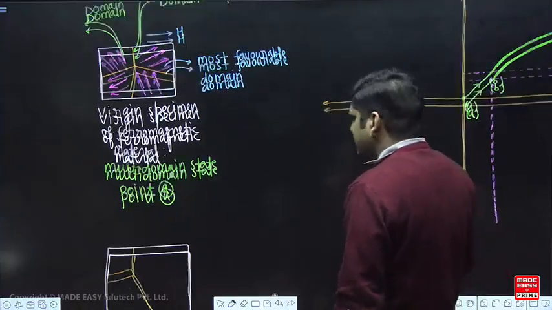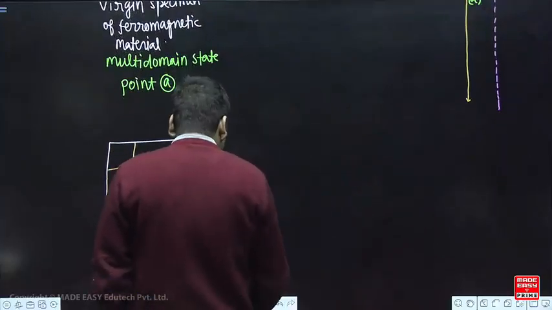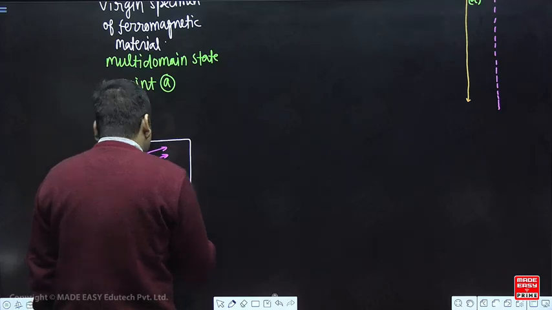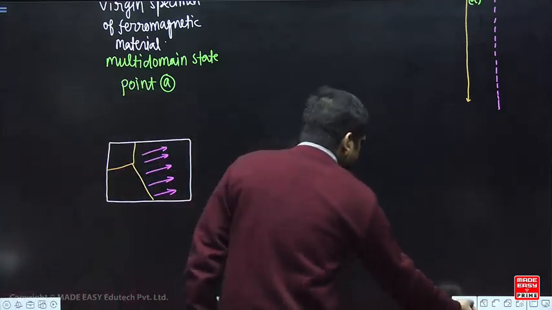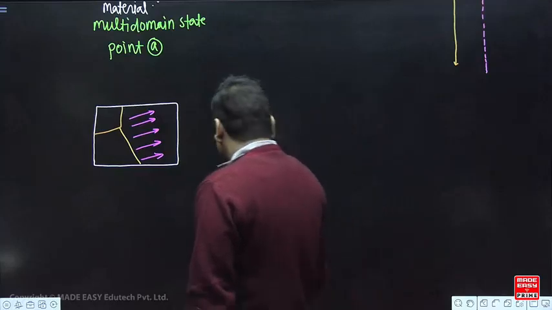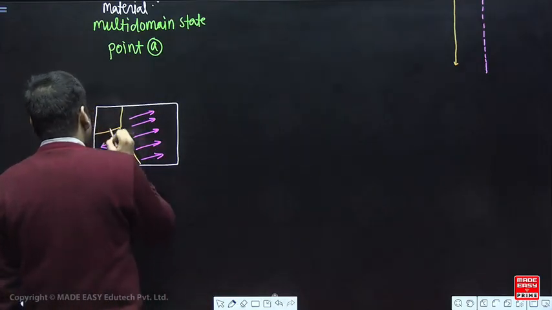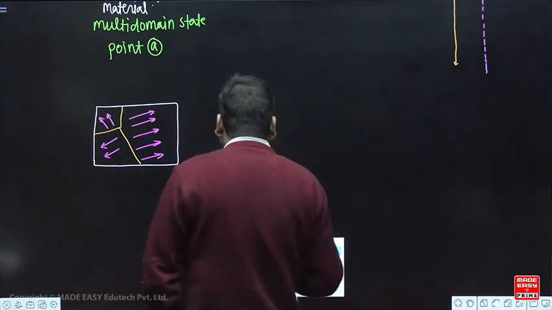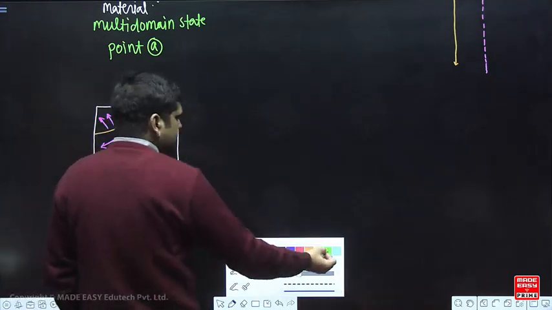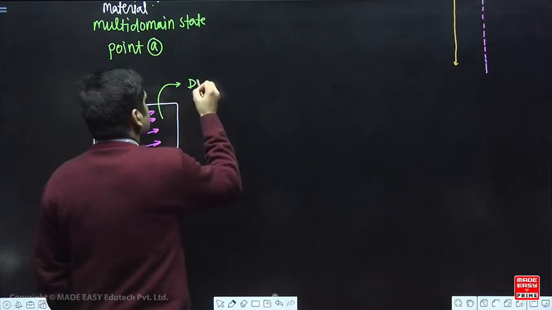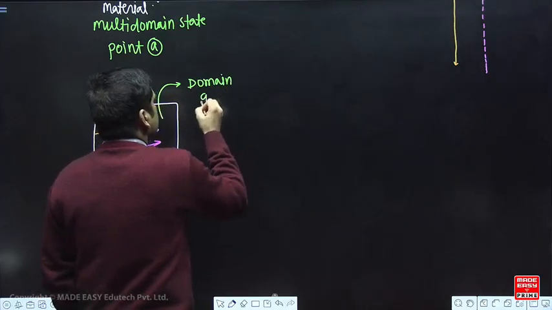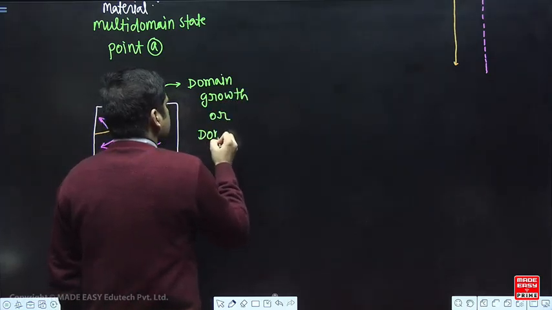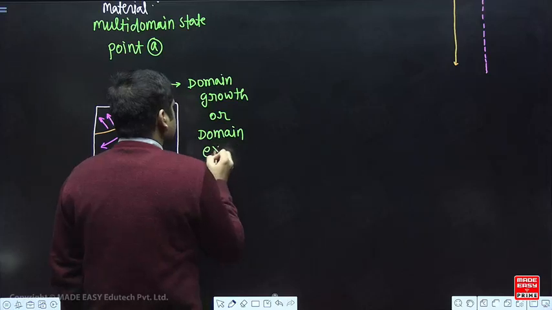side. So when we start increasing the field, then size of the most favorable domain starts growing, and remaining domain start shrinking. बाकी के डोमेन का साइज श्रिंक होता चला जाता है, या they keep on vanishing, या वो गायब होते चले जाते हैं. So this is representing domain growth, या domain expansion. It is also known as domain expansion. Most favorable domain is expanding.